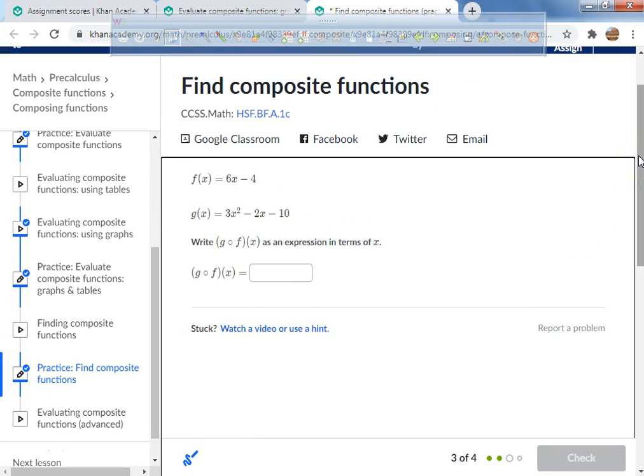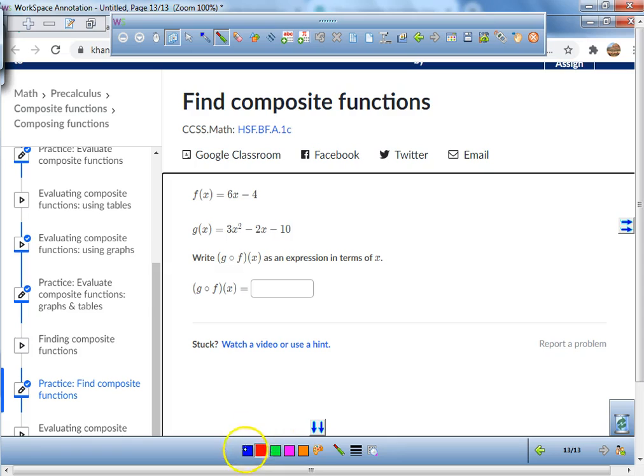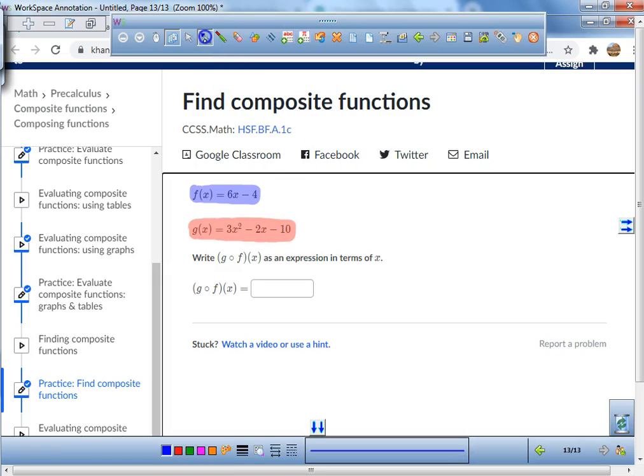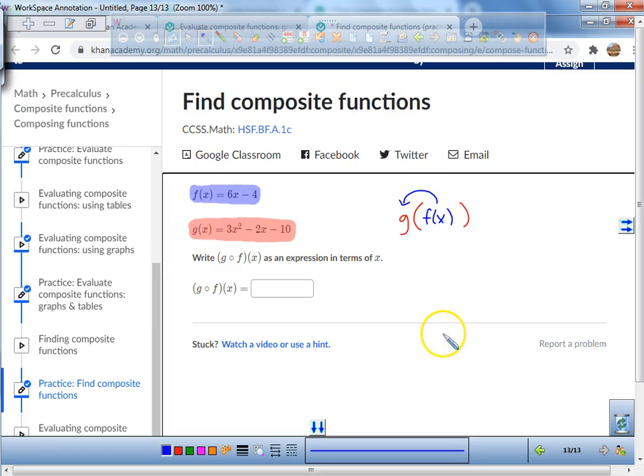Let's go ahead and do one more, and then we'll call this one a day. All right, we'll do one more, and then you guys will have a chance to work on this on your own. This one's a little bit longer. Not necessarily a lot longer, but it is a little bit longer. All right. So we have f of x in blue. G of x, I'm going to put as red. And then it says write g of f of x. So we're going to say what is g of f of x, which means we're taking the blue function and we're plugging it into the red function.